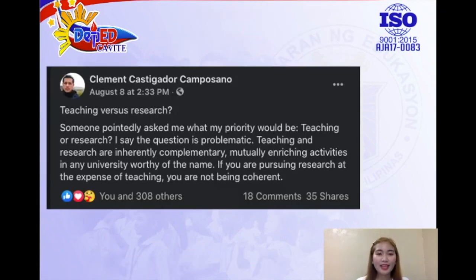Okay, let me end with this very, very beautiful Facebook post from a very great ethnographer, Mr. Clement Camposano. Said that teaching versus research, someone pointedly asked me what my priority would be. Teaching or research? I say the question is problematic. Teaching and research are inherently complementary, mutually enriching activities in any university worthy of the name. If you are pursuing research at the expense of teaching, you are not being coherent.